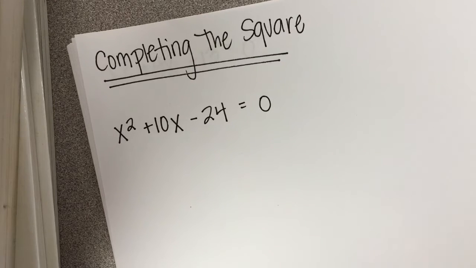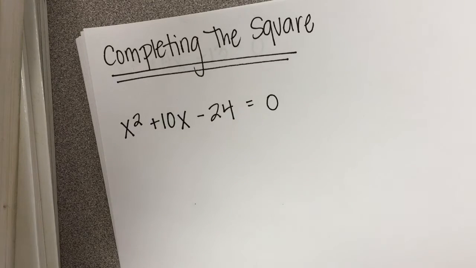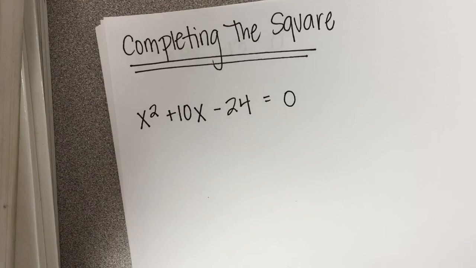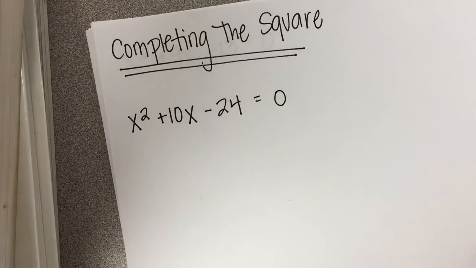So I'm going to try to give you just a little refresher on what we went over in class with completing the square. I know it was a big lecture and a lot of information to take in, so I just wanted you to have maybe 3 more examples to think through and process at home. So our first one is x squared plus 10x minus 24.